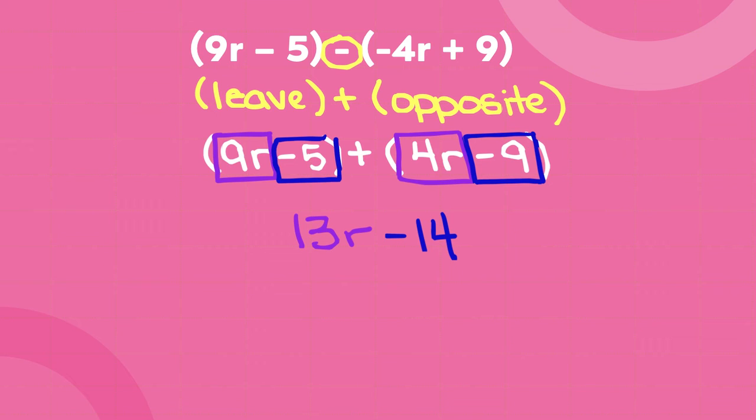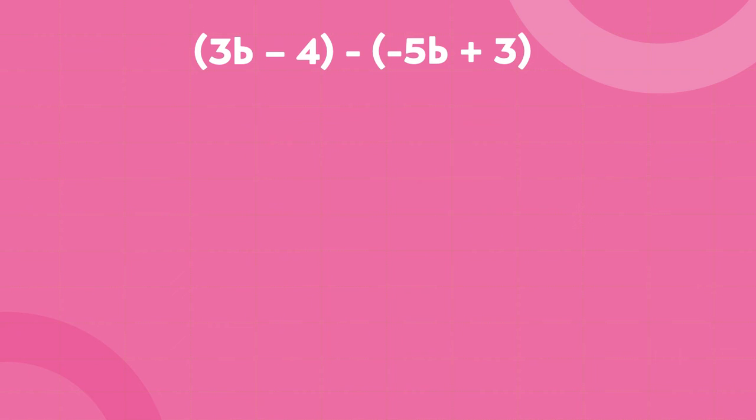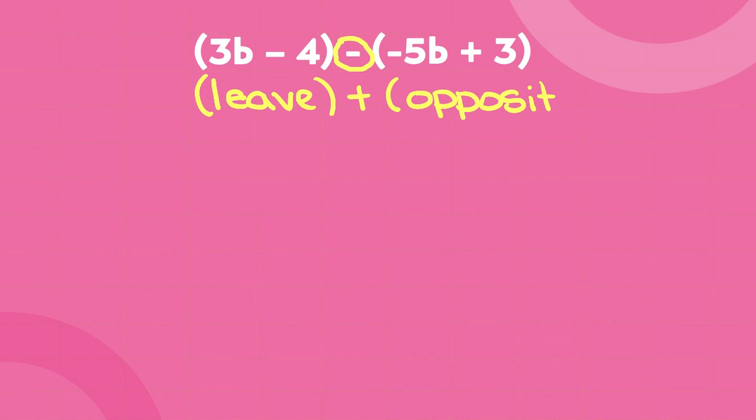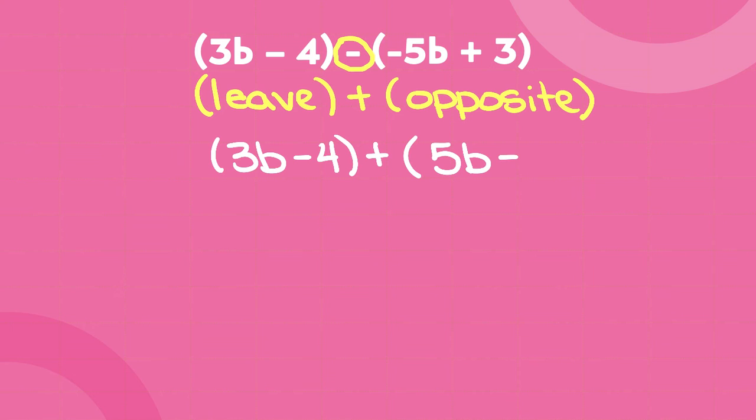All right? Let's go on to question 2. We look at the very middle sign. And since it is a subtraction sign, what do we need to do? Leave, add, opposite. So I'm just going to keep writing my stuff down. We will leave 3b minus 4. Change the minus to plus. And what is the next expression, Brooke? 5b negative 3. Good. We're going to change to 5b, and instead of plus 3, we will write minus 3.